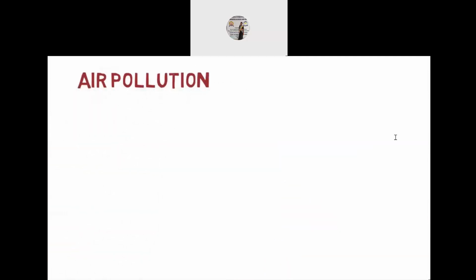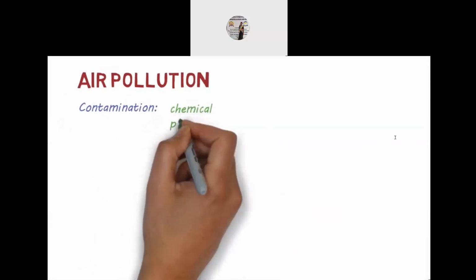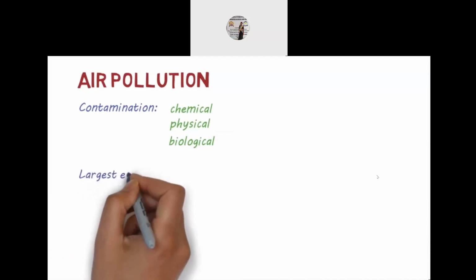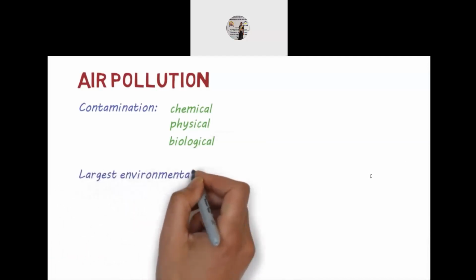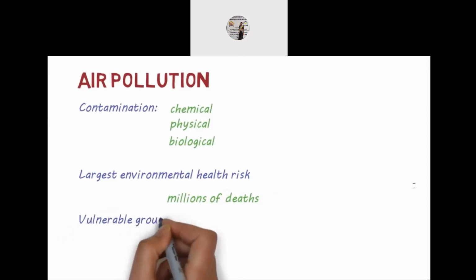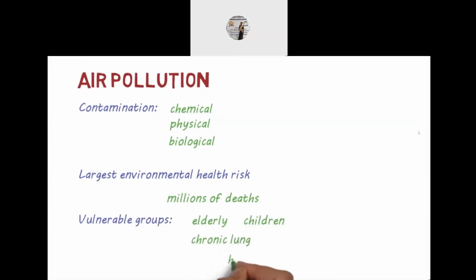Air pollution occurs when the air is contaminated with any chemical, physical, or biological agent. It is the world's largest environmental health risk, leading to millions of deaths around the world each year. Although anyone can be affected by air pollution, people who are most vulnerable include the elderly, children, and people with chronic lung or heart disease. Let's take a look at outdoor air pollution first.